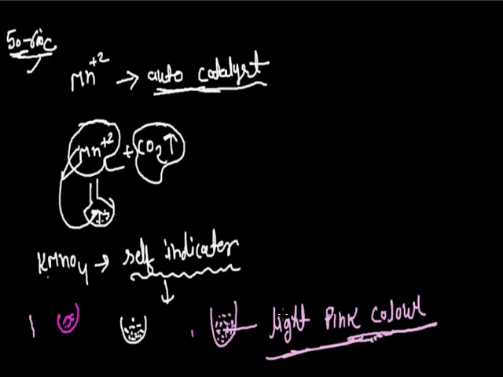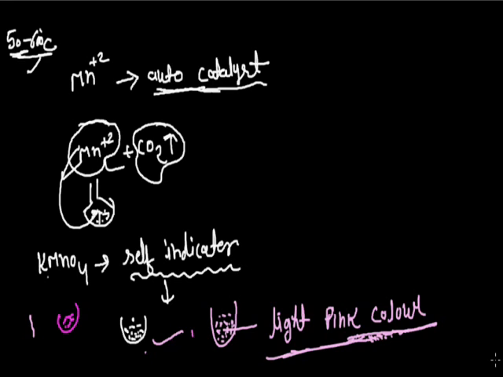When we achieve this light pink color or endpoint, we note down the readings in the burette, and after noting down the readings, we do the calculation using the molarity formula, M1V1 equals M2V2, which gives the molarity of the unknown KMnO4 solution. After finding the molarity of the KMnO4 solution, we calculate the strength. Strength means we find the concentration in gram per liter. So the molarity is multiplied by the molecular weight of KMnO4, that is 158, and then we get the strength of the KMnO4 in gram per liter.